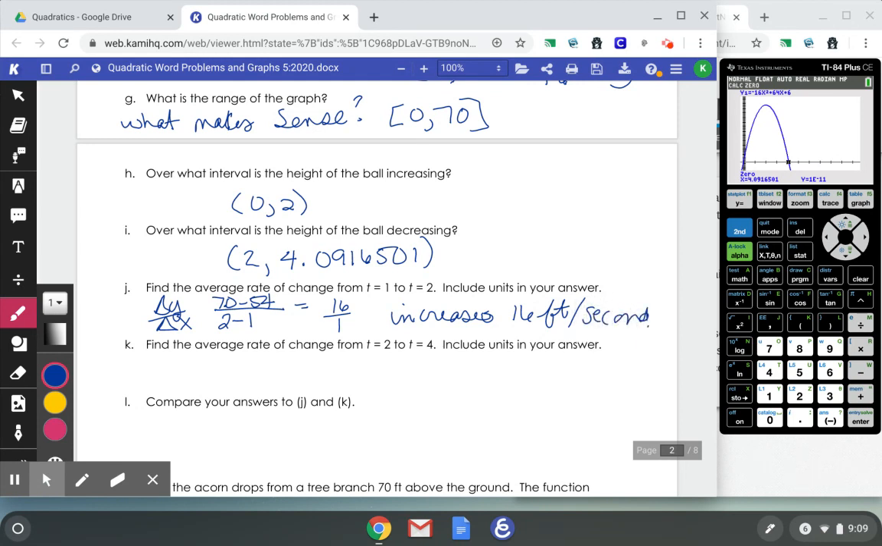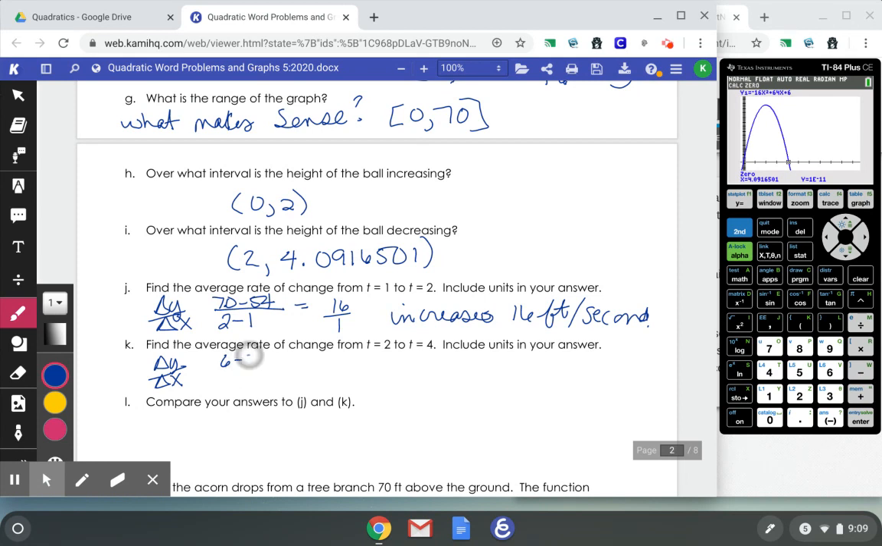Then it says find the average rate of change from 2 to 4 seconds. Include units in your answer. So again, for average rate of change, I'm going to think change of y over change of x. So it goes from 70 feet down to 6 feet.